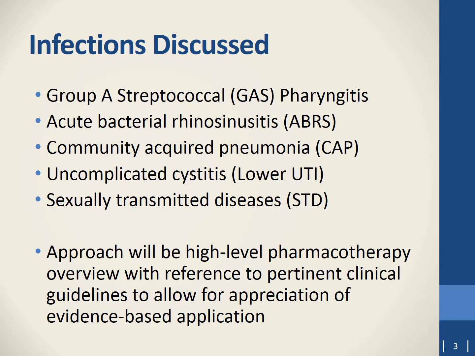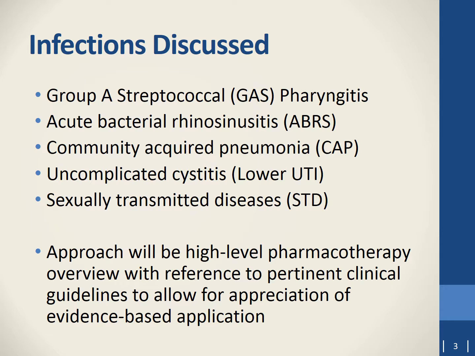Today we're going to cover five essential groups here, and they're listed for you. We'll talk about Group A streptococcal pharyngitis, or you may see it referred to as Group A beta hemolytic streptococcal pharyngitis. Lay term would be strep throat. We'll also talk about acute bacterial rhinosinusitis, abbreviated ABRS.